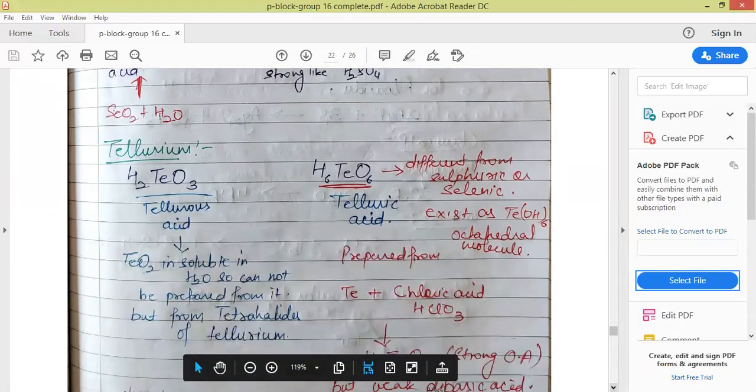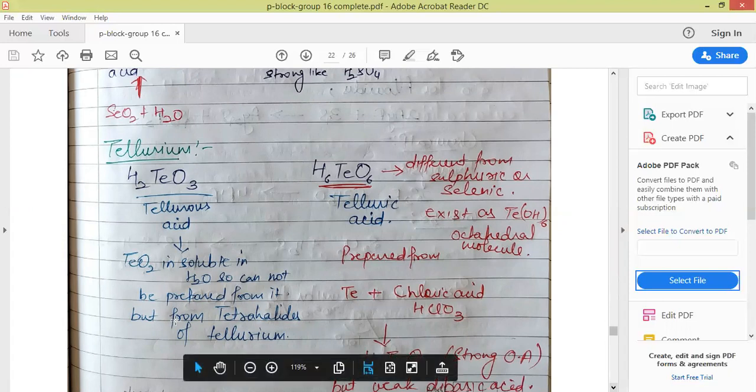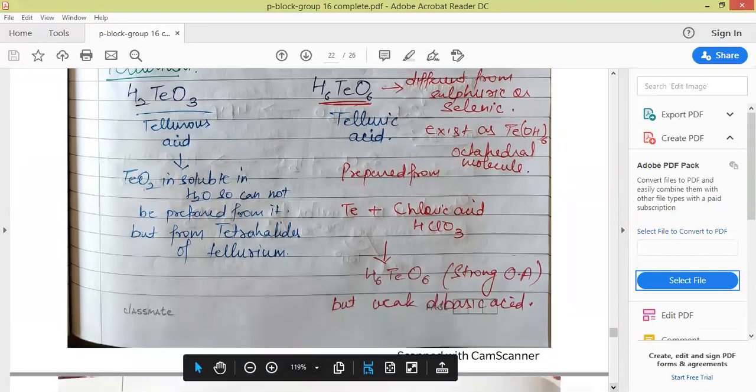Further are the oxo acids of tellurium. It also has two oxo acids, tellurous acid and telluric acid. Tellurous acid is similar, the only difference being that tellurium dioxide, which by the trick could be called the anhydride, is an exception: it is insoluble in water, so it cannot be called the anhydride of tellurous acid, and tellurous acid cannot be prepared from it. So it is prepared from tetrahalides of tellurium, which are reacted with water to produce tellurous acid.